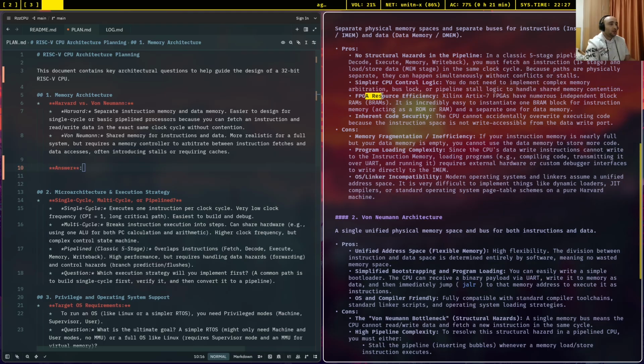FPGA resource efficiency. The CPU cannot accidentally overwrite executing code because the instruction space is not write accessible. Cons: memory fragmentation. If your instruction memory is nearly full but your data memory is empty, you cannot use the data memory to store more code.